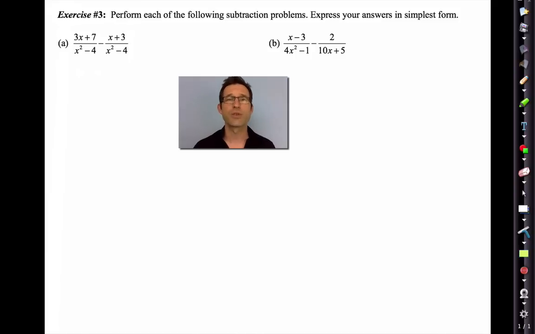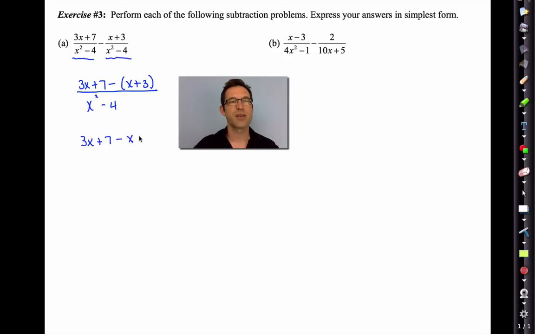Now, subtraction works exactly like addition. You have to have a common denominator. You can only change the denominators by multiplying the overall fraction by 1, etc., etc. But there is one extremely tricky part. So let's take a look in letter A. All right? Now in letter A, you should notice right away that we already have a common denominator. So we don't have to do anything in terms of the denominators, which is really nice. On the other hand, the numerator is trickier because what we really have is 3x plus 7 minus x plus 3. And the key there is to distribute that subtraction, right?